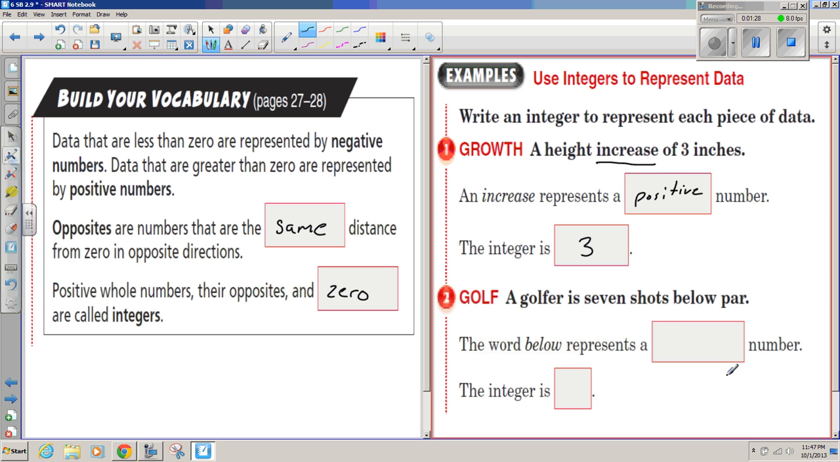A golfer is 7 shots below par. Below represents a negative number. So the integer is negative 7.